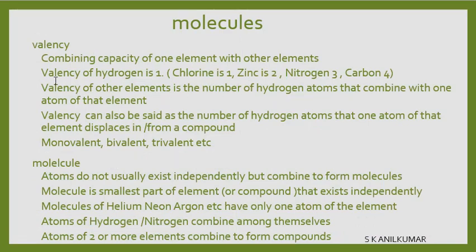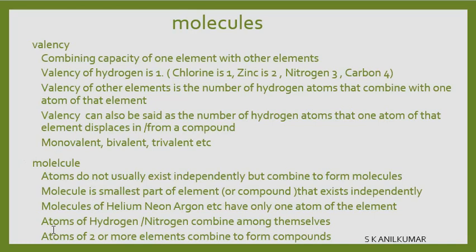Then comes the molecules. We have seen what is a valency, the combining capacity of an element. And once we know the valency, it can be bivalent, trivalent, etc. Valency of hydrogen is taken as 1. Valency of hydrogen is standard. Valency of hydrogen is a combining capacity of hydrogen with other element. It can combine in minimum of 1 number. Valency of other element is the number of atoms of hydrogen that can combine with it, like chlorine, or the number of atoms of hydrogen that is displaced by that particular element like zinc or nitrogen. That is a valency.